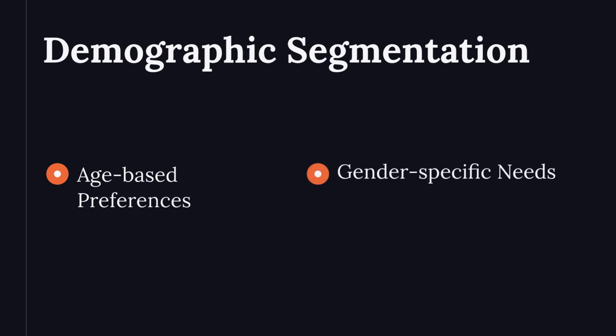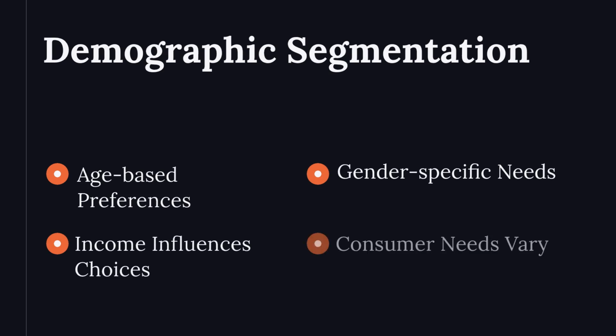Demographic segmentation uses variables like age, gender, and income. These factors often correlate with consumer needs. Different age groups have varying preferences. Gender-specific products cater to distinct needs. Income levels influence purchasing decisions and product choices.